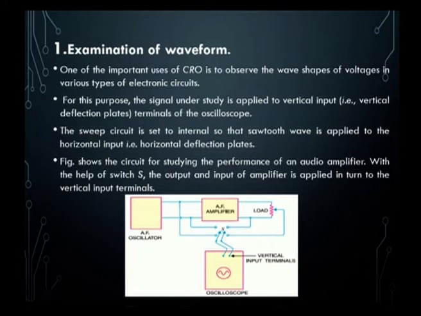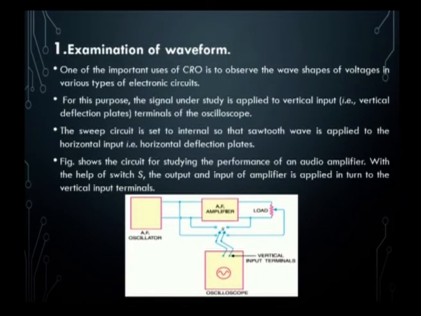Whatever signal has to be studied, it has to be connected to the vertical plates only. The horizontal plates always have a sawtooth signal given to them with the help of the sweep generator, but the signal to be studied is applied only to the vertical deflection plates.